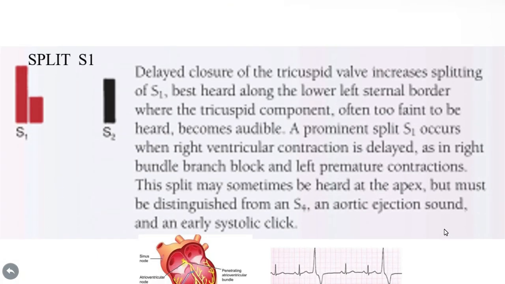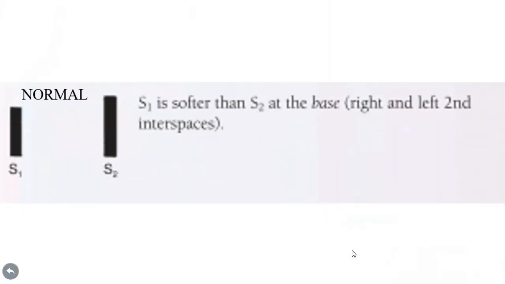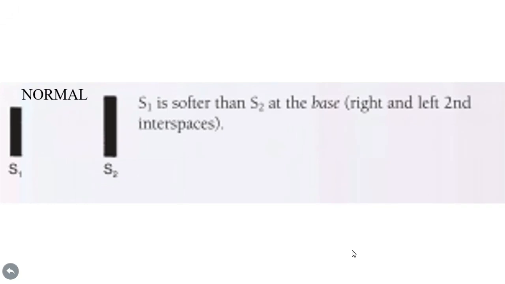Split S1 occurs when, along the lower left sternal border, the tricuspid component, which is often too faint to be heard, becomes audible. These are usually seen in patients with right bundle branch block or PACs. For the base, the S1 is softer than S2.